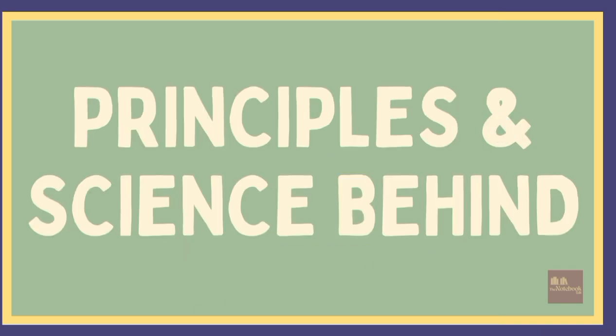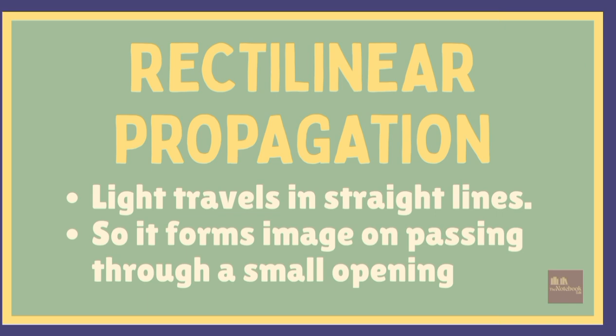Okay, so now the principles and the science behind how a camera actually works. First, rectilinear propagation of light, which says that light travels in straight lines. So it forms images when it passes through a small opening. The light is able to pass through a small opening, hence it can form very clear images.